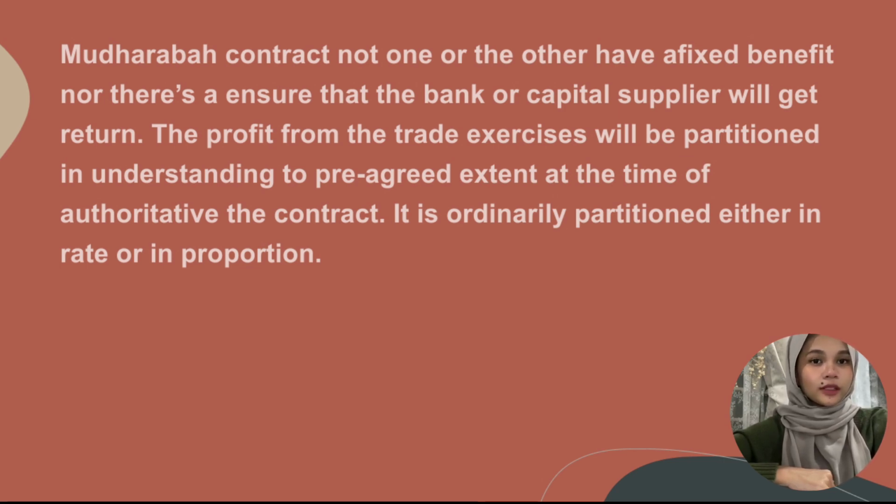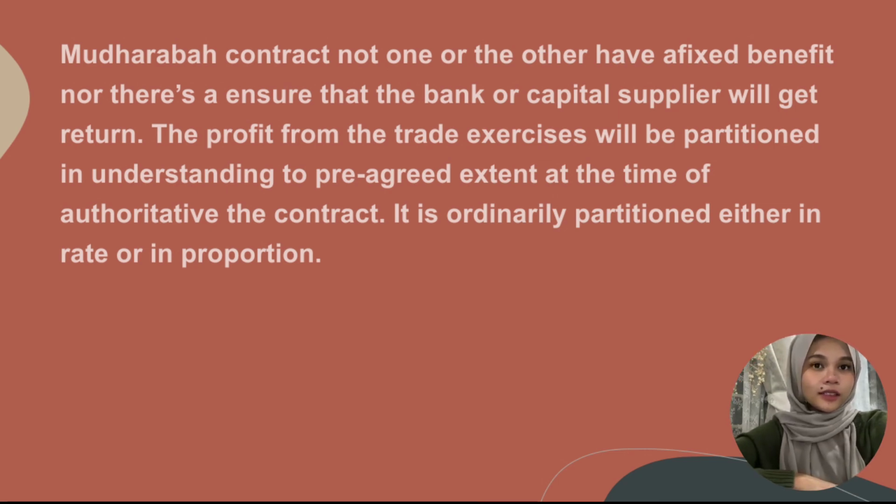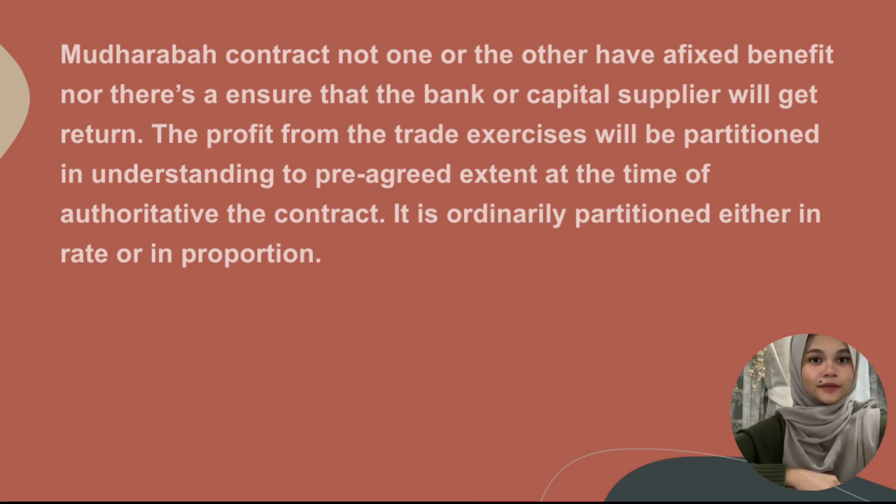The profit from the trade activity will be divided in agreement with the pre-agreed ratio at the time of binding the contract. It is ordinarily divided either in percentage or in proportion. Then, if there are some losses caused by the trade activities run by the entrepreneur, the bank or capital supplier will bear all the loss, but the entrepreneur will not be affected financially.